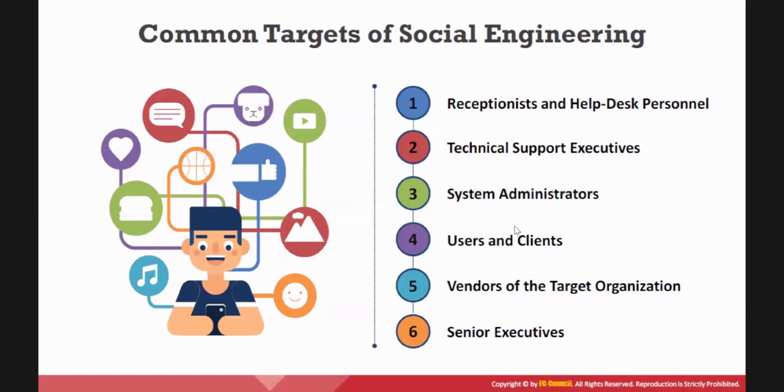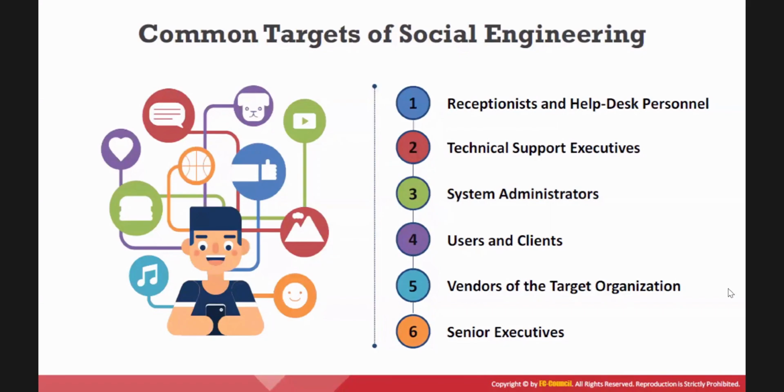Okay, let's continue here. So the target would be the technical support executives, system administrators, or users, and the clients or customers, the vendors of the target organization. Vendors are nothing but the other companies that the target organization would go for. Each and every organization won't have every service, so they would also go for some vendor companies. From those vendor companies, we can also gather some information and use it for going after the senior executives.